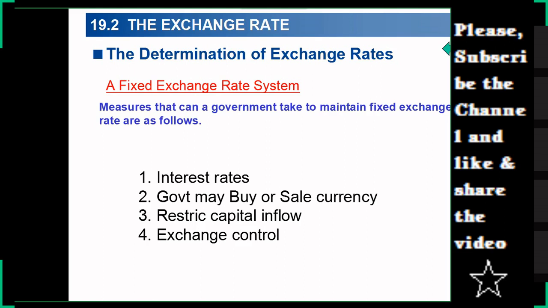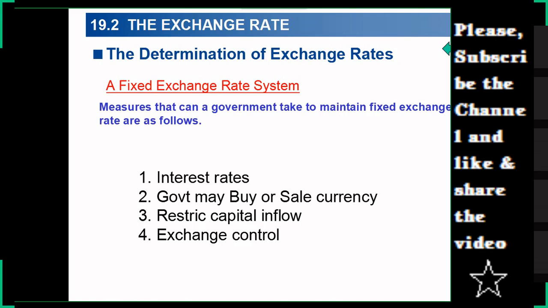So whenever there is appreciation, at that time interest rate will be used in a way that interest rate will be decreased, and then the currency will start depreciating. Okay, so interest rate could be used as a tool to maintain the fixed exchange rate. The other way that the government may use is that the government may buy or sell currency.